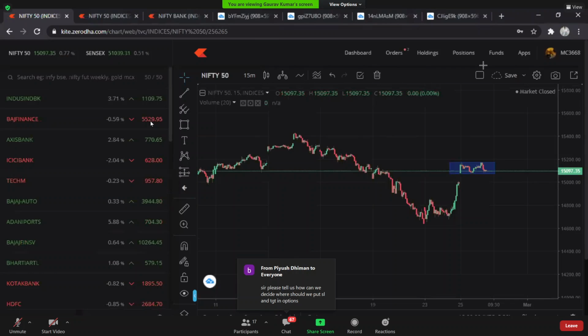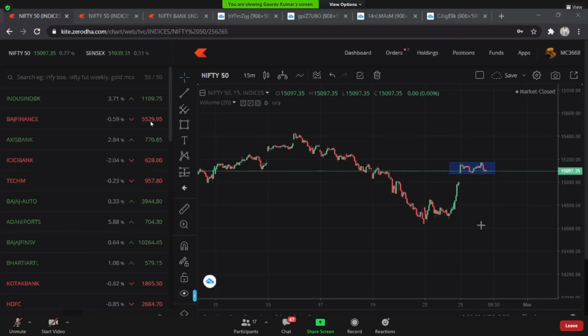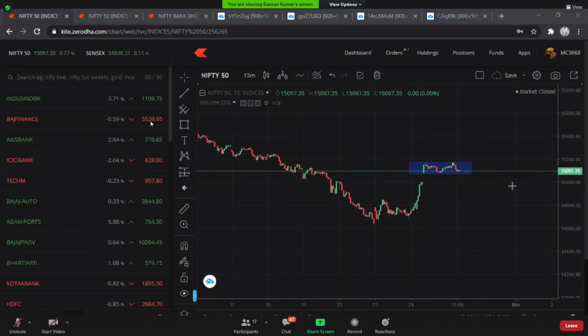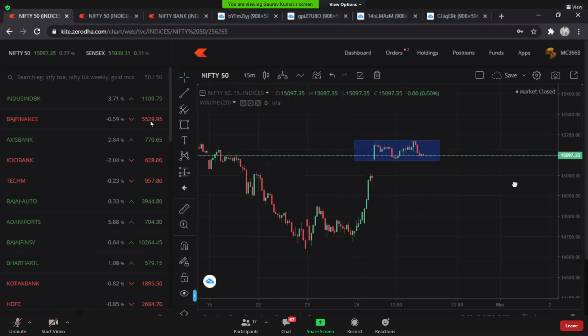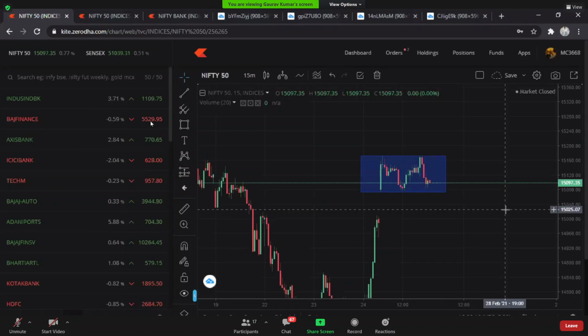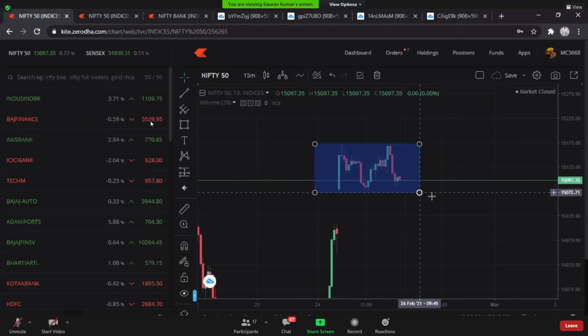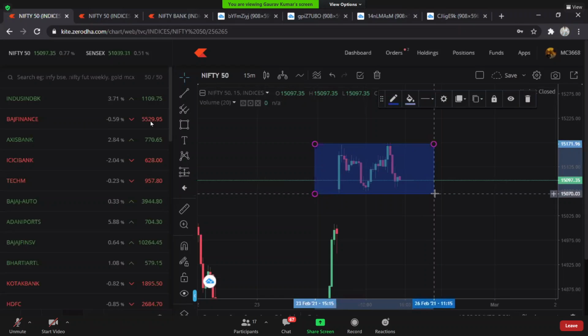Sir, please tell us how can we decide where we should put SL or target in options. So in options, your target and SL are actually, what I'll say, the risk to reward ratio in the option segment is never favorable. Never. What you need to do in the option segment is book safer profits always.